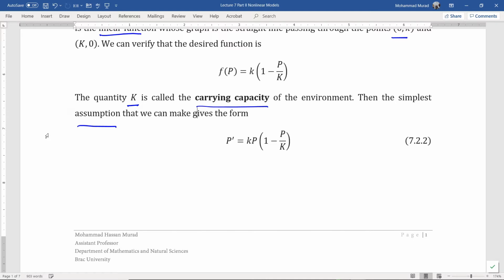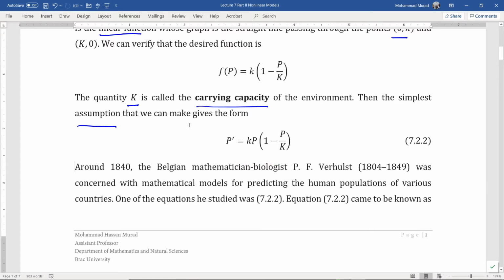Now, the simplest assumption on f that we can make gives the form of the differential equation dP/dt, or P prime, equals the small k times P times the quantity (1 minus P over K), as shown in equation 7.2.2. Around 1840, the Belgian mathematician and biologist P. F. Verhulst, who lived from 1804 to 1849, was concerned with mathematical models for predicting the human populations of various countries. One of the equations he studied was equation 7.2.2.